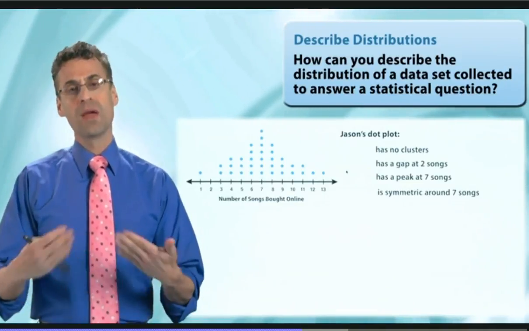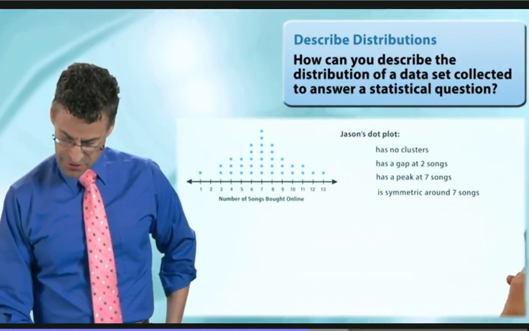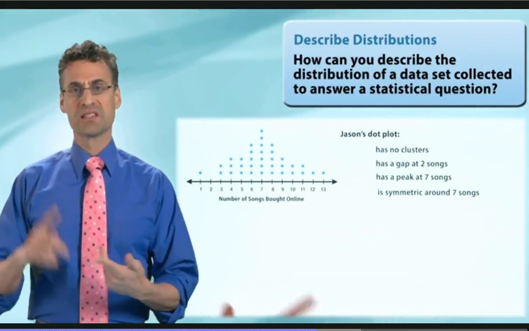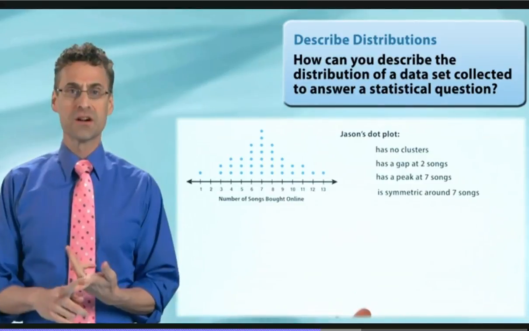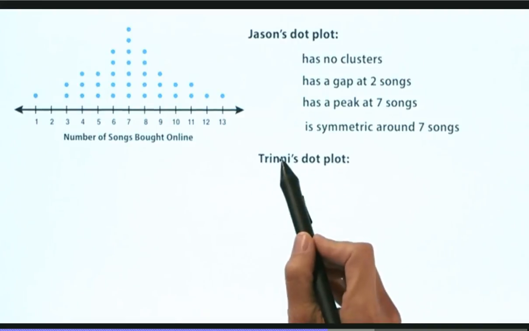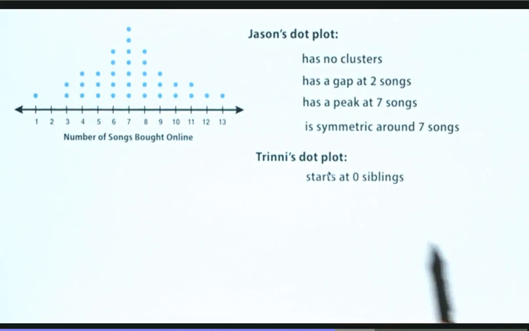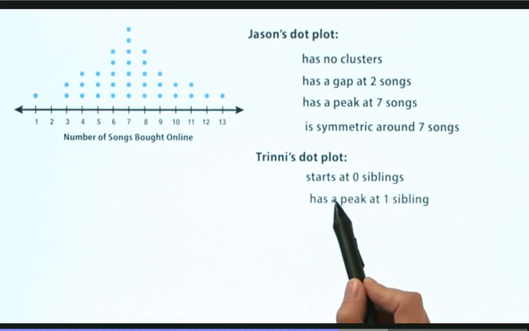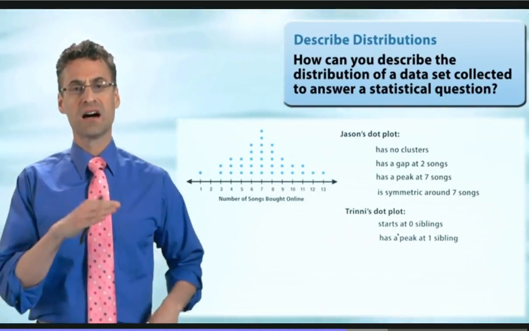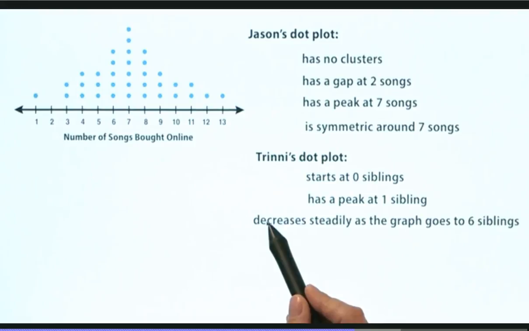Now, with Trinity, all we have is the information we're given. We don't actually have the visualization. So what can we say about Trinity's? Well, first of all, we know it's a dot plot that increases from 0 siblings to a peak of 1 sibling. Again, we don't even have a picture of it, but we can think about it. We know that it starts at 0 siblings. We know that it has a peak at 1. And then we're told that after 1, it decreases steadily until we get to 6 siblings.